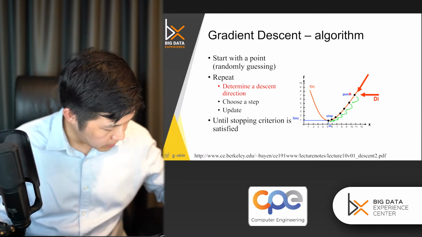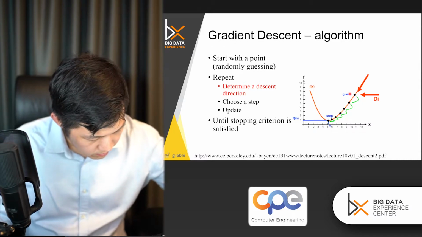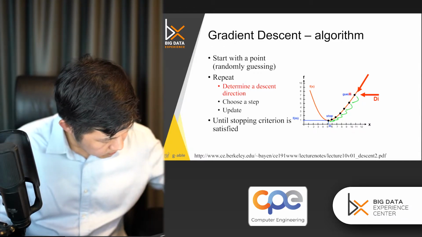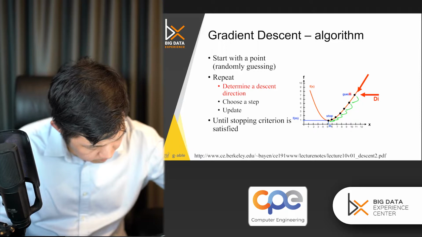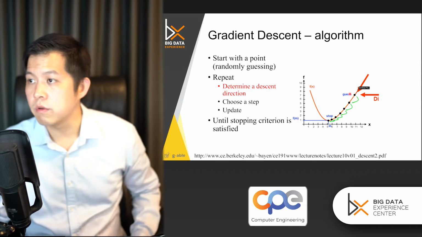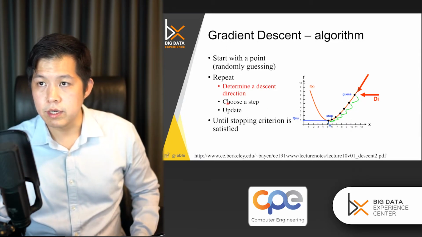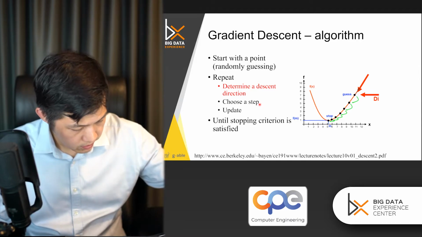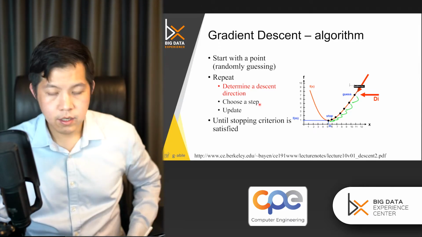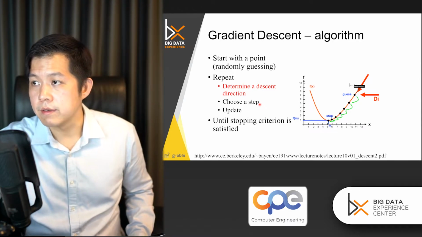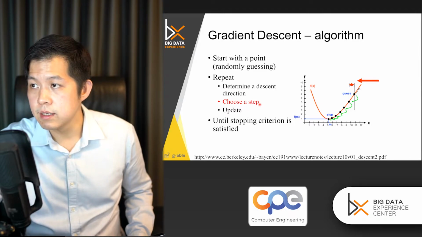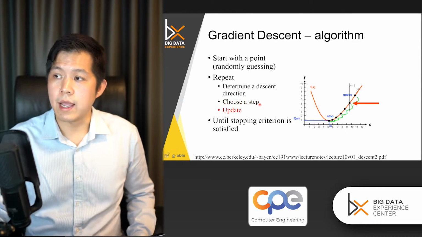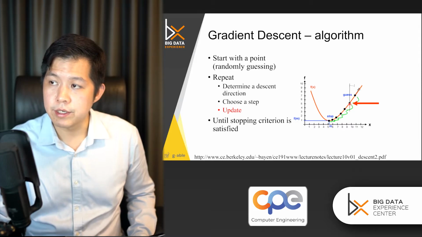Let me draw the gradient here. The gradient itself would go up, so the direction would need to go down, right? So determine the gradient direction, and then choose the step size, and then update. Choose the step size and update the value. So now our solution is this point.